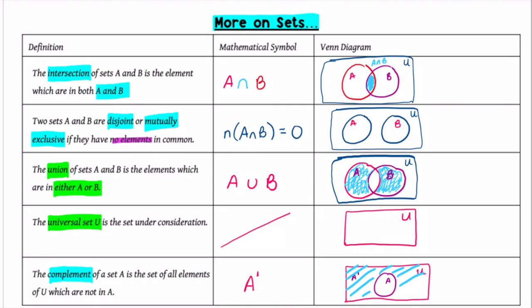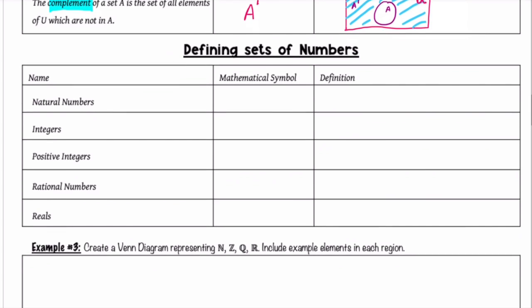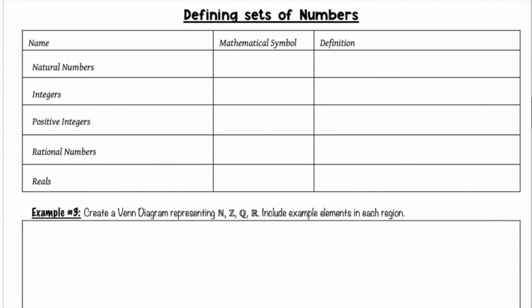So now that we have an idea of what sets are, we're going to look at some of our famous sets. You have been dealing with sets of numbers for a very, very long time. So let us look at the last piece here. We have the natural numbers.